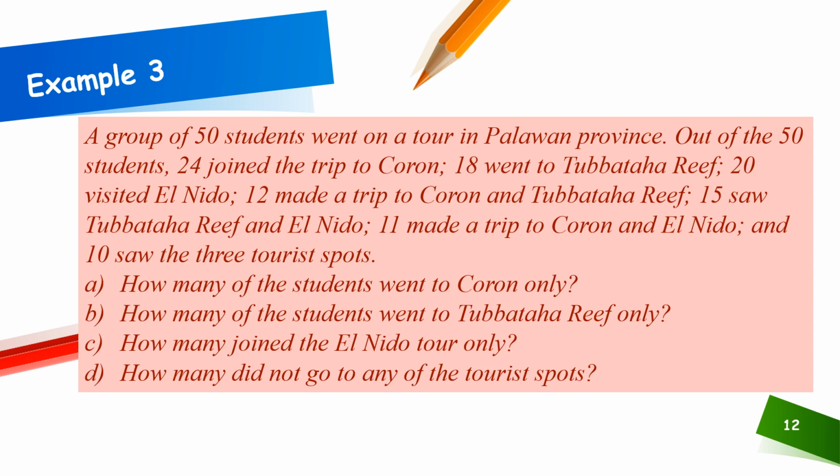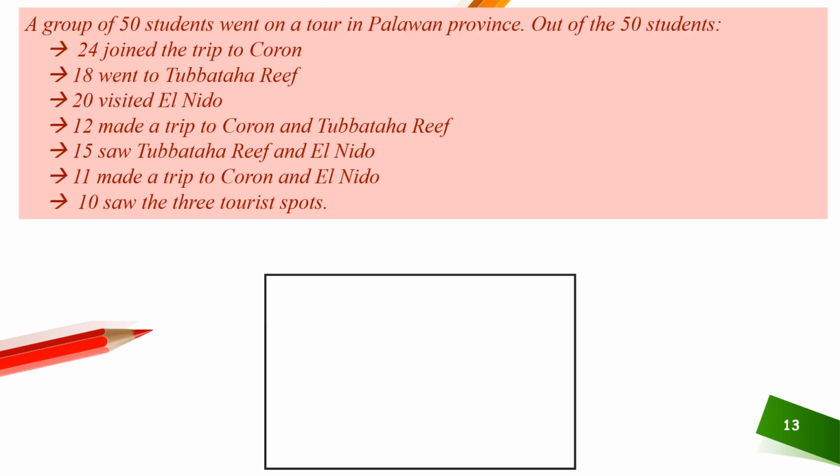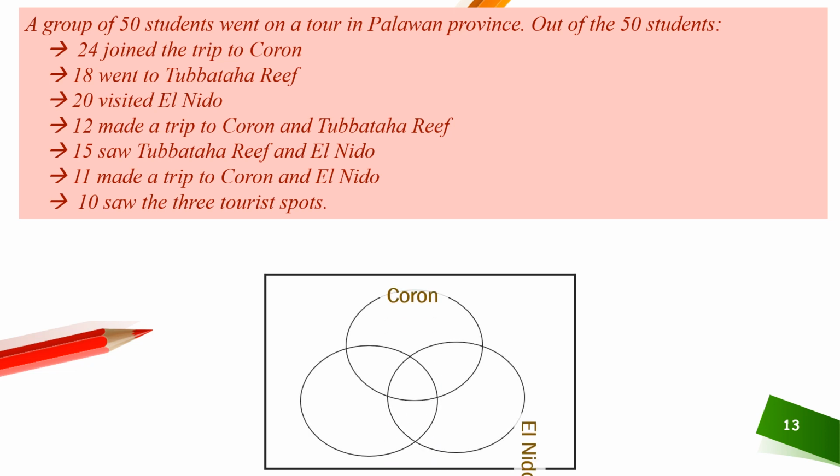Ma'am, ang dami naman niyan. O, ilang sets meron na? 3. Okay, isa-isahin natin yan mamaya. So, 3 places ang involved. Ibig sabihin, meron tayong 3 sets. So, we will make 3 circles. 1 for Coron, 1 for El Nido, and 1 for Tubataha Reef.